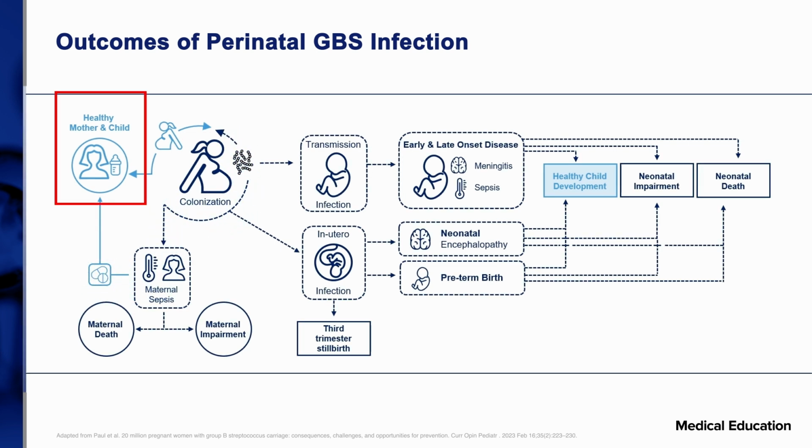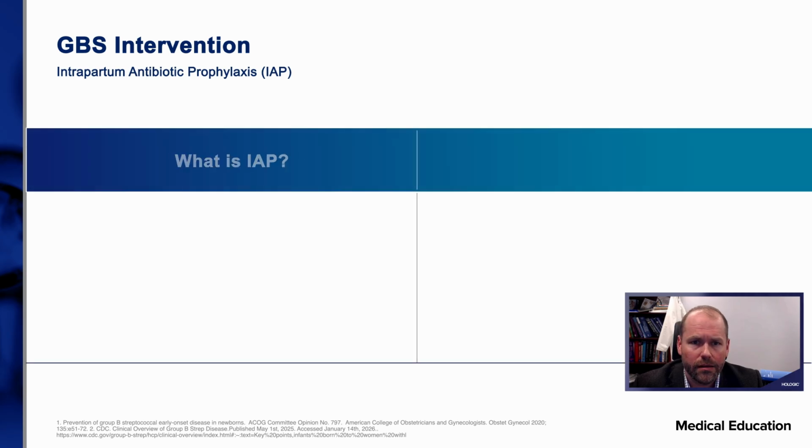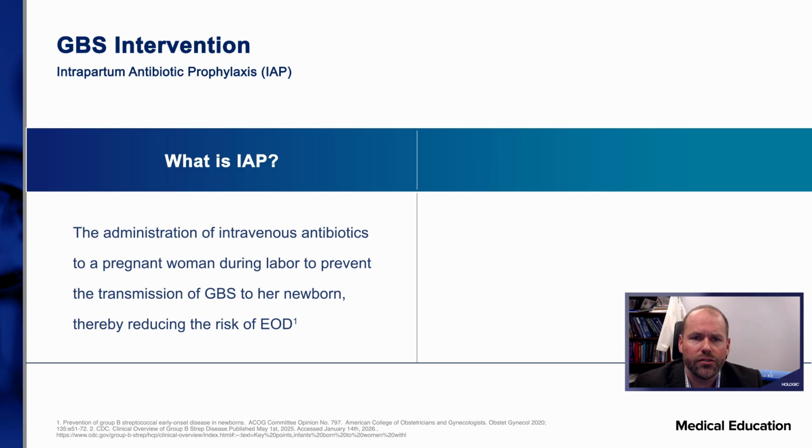So how do we do that? It's been shown that the best GBS intervention for risk prevention is intrapartum antibiotic prophylaxis, or IAP. So what is IAP? IAP is the administration of intravenous antibiotics to pregnant women during labor to prevent the transmission of group B strep to newborns and reduce the risk of early onset disease.